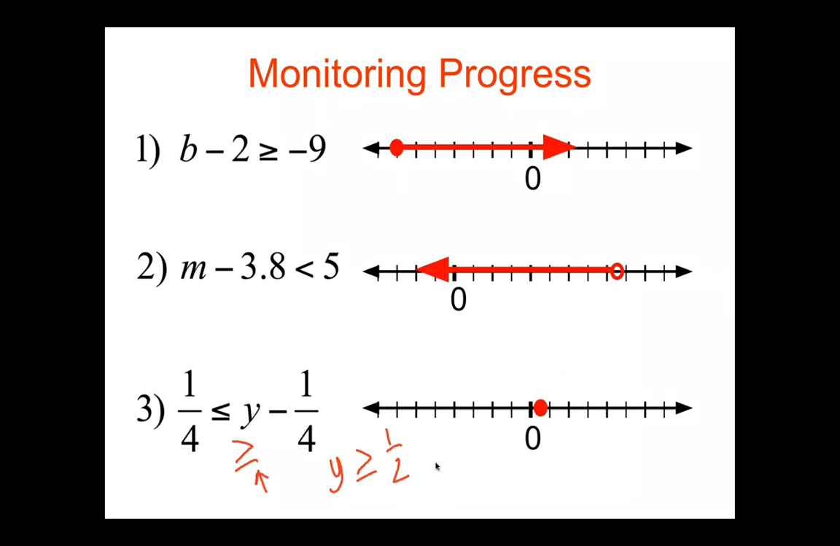And then go ahead and draw your line. Now that we've rearranged the inequality so that the variable is on the left, go ahead and draw in the same direction as your sign, which is to the right.